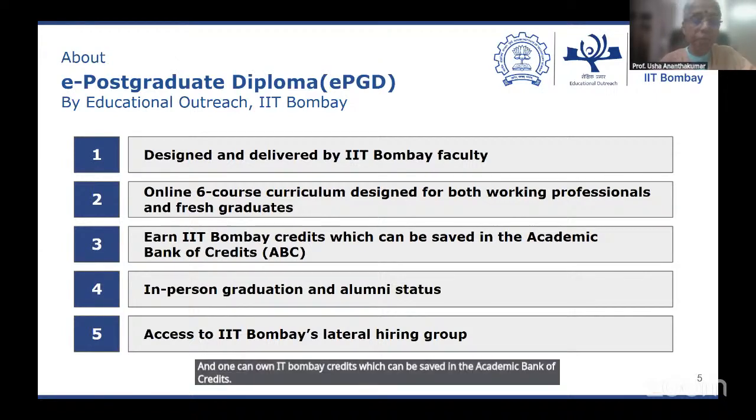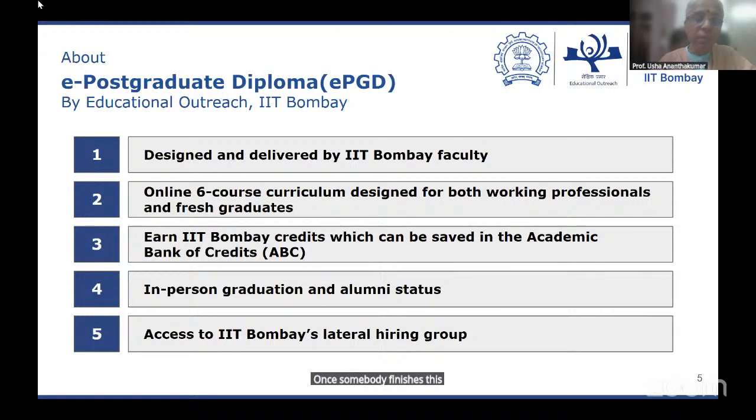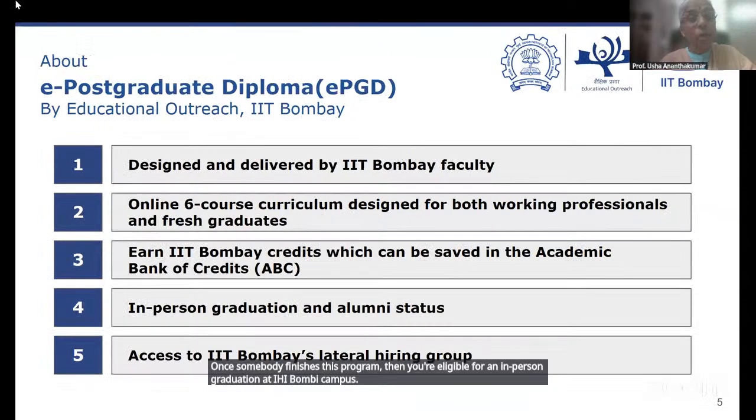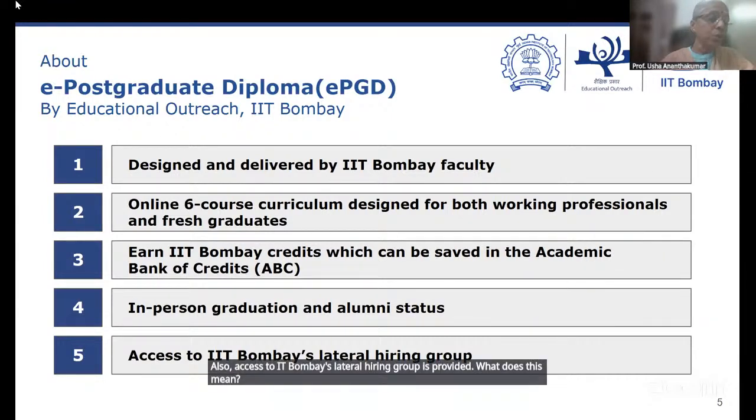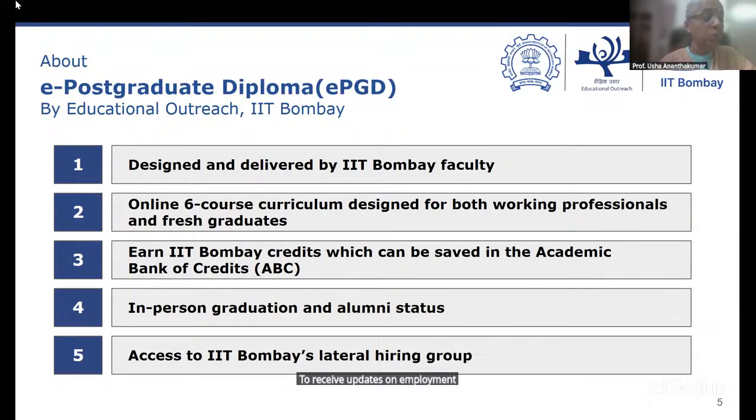Once somebody finishes this program, then you're eligible for an in-person graduation at the IIT Bombay campus, and also for alumni status meant for online education. Also, access to IIT Bombay's lateral hiring group is provided. What does this mean? You'll have the option to add your email ID to this informal group to receive updates on employment opportunities from recruiting companies.